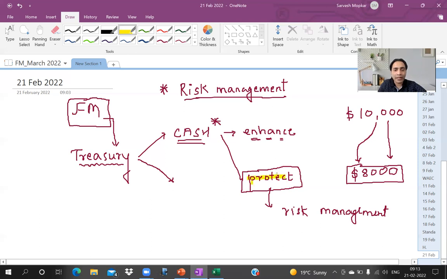So a treasury manager has to ensure that any threat to the level of cash, or to the cash inflows or outflows, needs to be managed. Something needs to be done. Some actions are to be taken which will ensure that the cash is protected. Now, what are the possible reasons because of which there can be a threat to the cash? What can be the possible reasons?